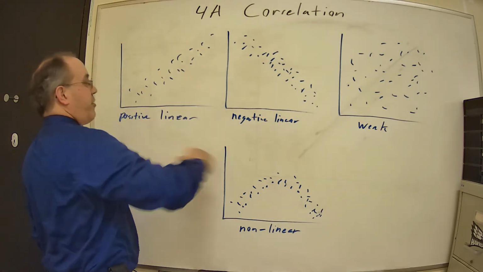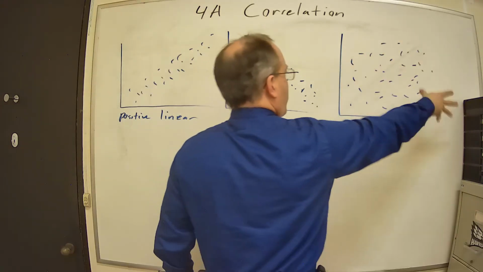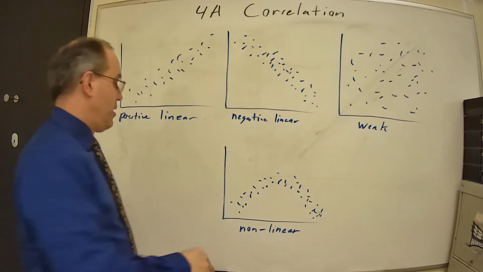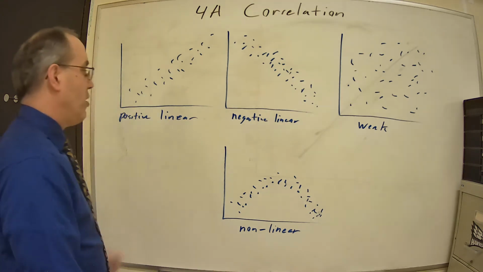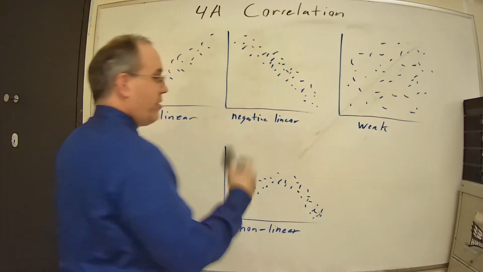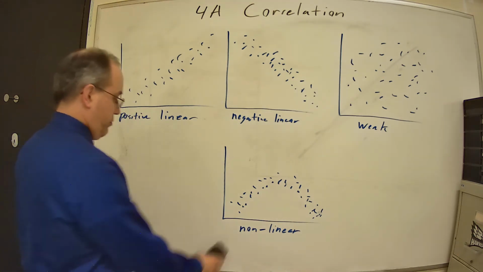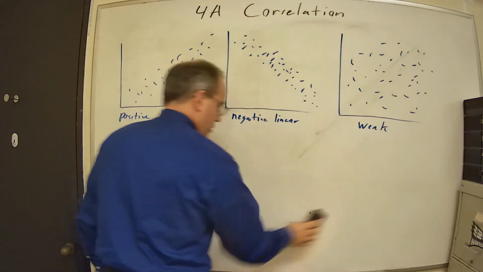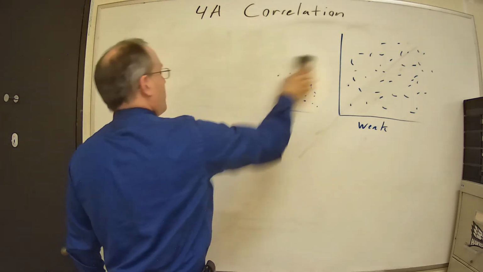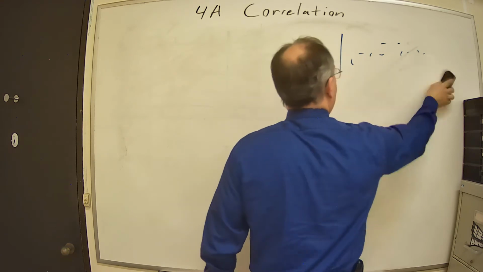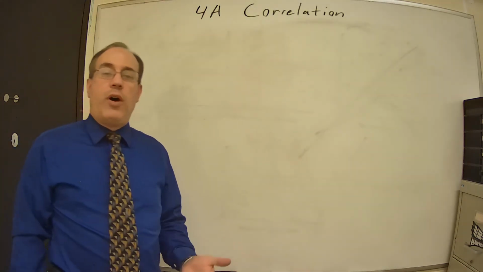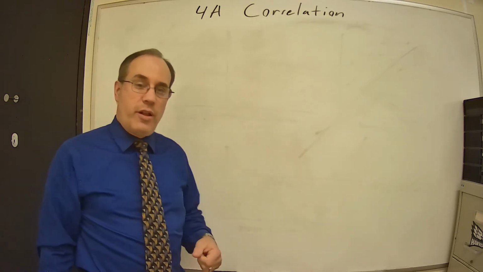So positive linear, negative linear, weak, where it's just all over the place, or nonlinear. So those are some ones that we would deal with, and we're looking mainly for positive, negative, we're looking for linear. When we talk about correlation, what are we talking about? Well, like I said, it's the relationship between the x and y values. How do they relate to one another?